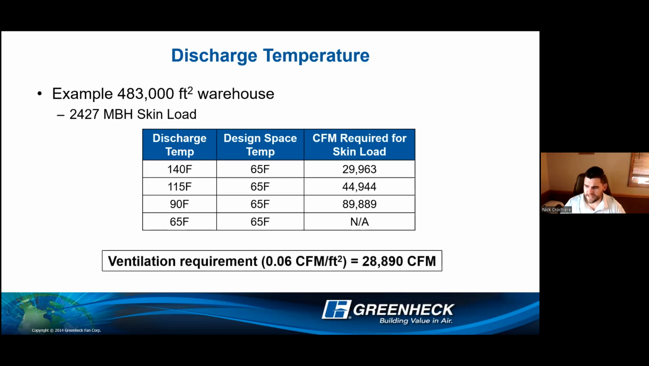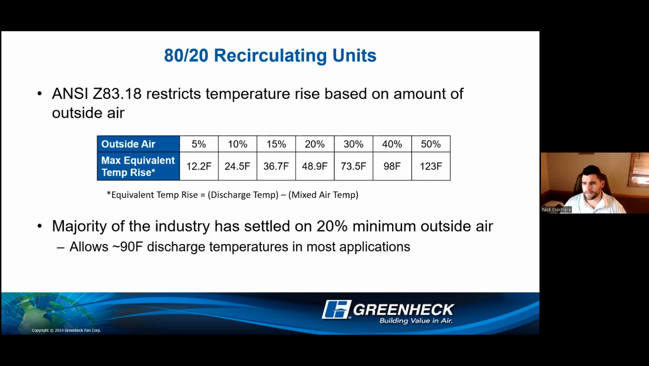Ventilation requirement. So that's that rule of thumb at 0.06 CFM per square foot that we were talking about earlier. 80-20 recirculating units: restriction of air temperature rise is based on the amount of outside air. So looking at that max equivalent temp rise versus outside air, the higher the percentage, the higher the max equivalent temp rise that would be needed.